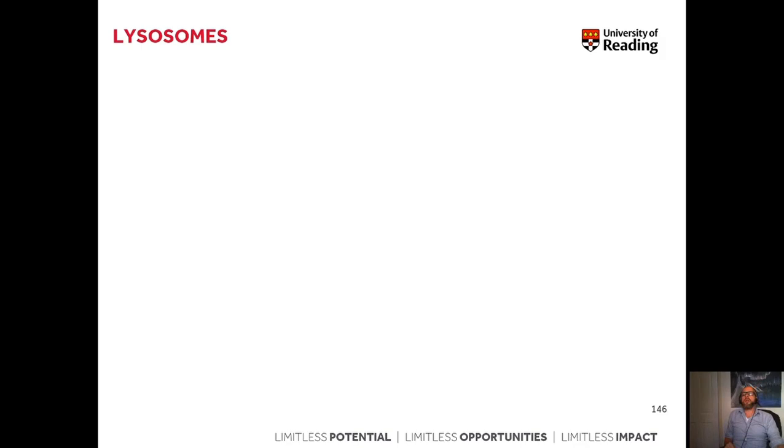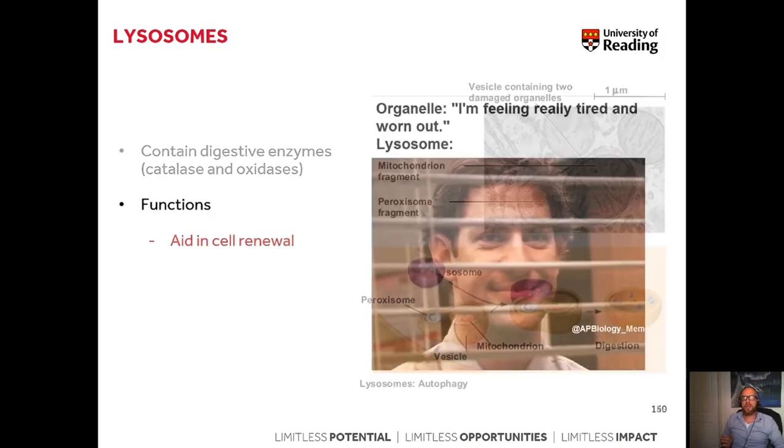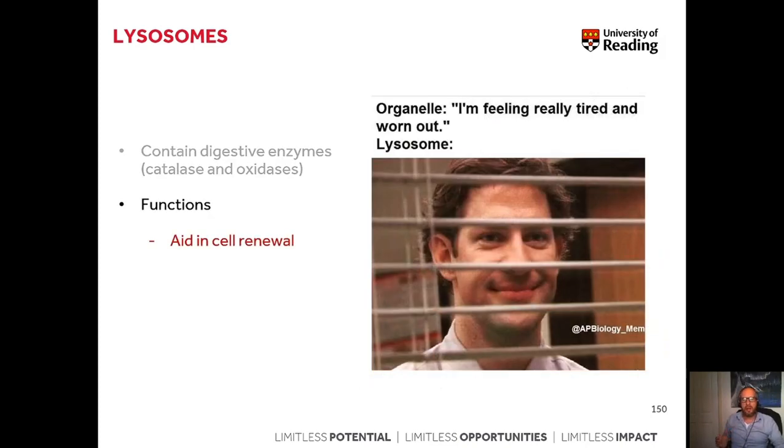The next organelle we need to look at are the so-called lysosomes. The role of lysosomes is aiding the cell in cell renewal because they contain digestive enzymes. They get rid of unwanted proteins. They break down old cell parts. They digest invaders, and this is especially important in cells of the immune system like macrophages.